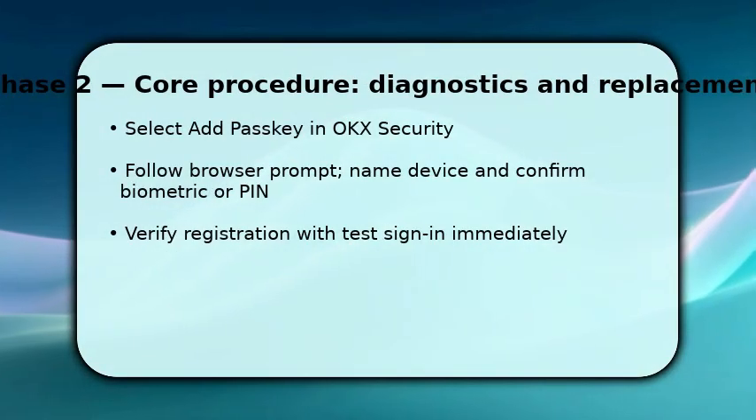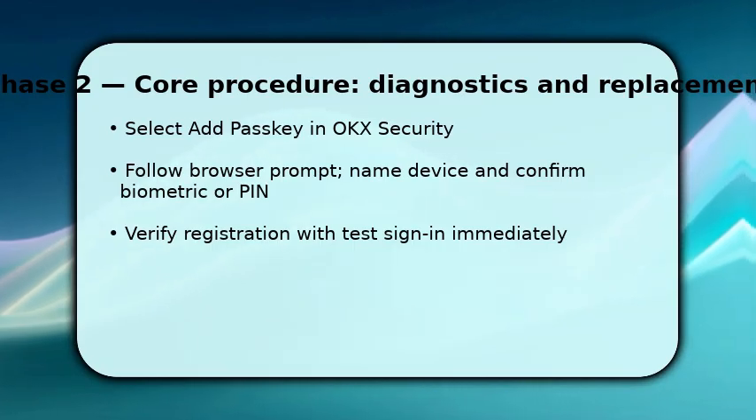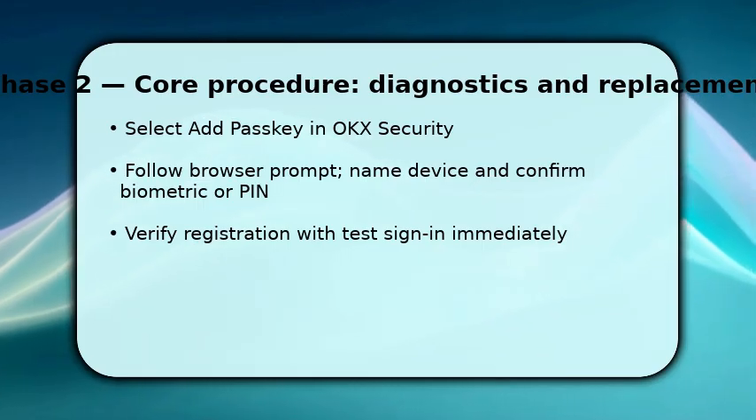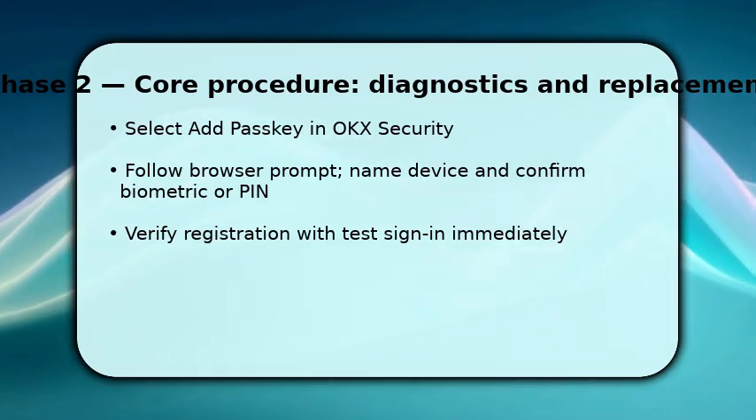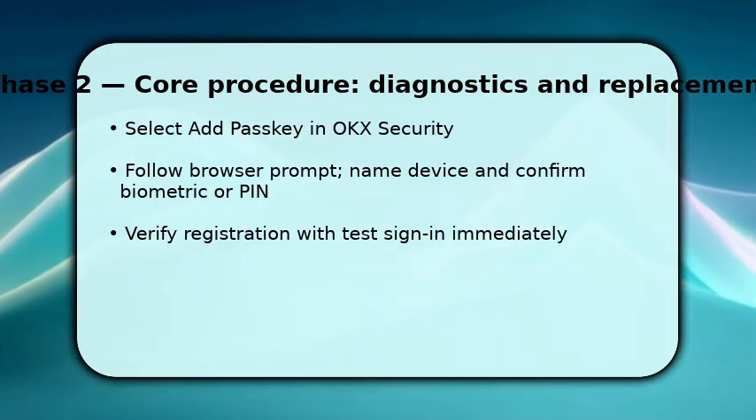Now you register the Passkey. Select Add Passkey in OKX Security and name the device so you recognize it later. When the browser prompts, confirm with your biometric, PIN, or platform authenticator. This step creates the cryptographic key pair. Private key stays on your device, public key goes to OKX.